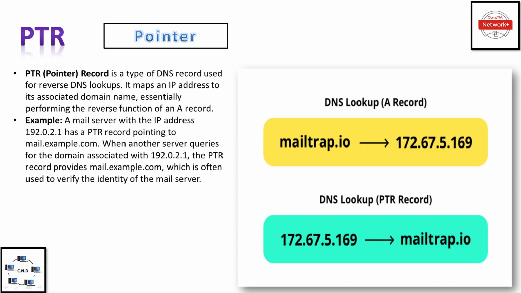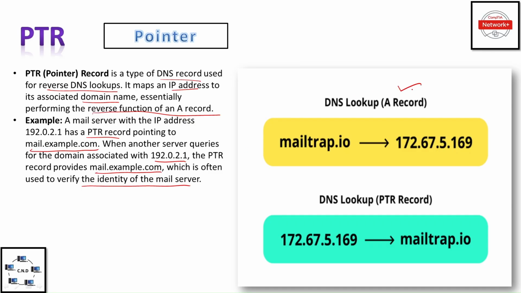PTR, that is pointer. So a pointer record is a type of DNS record used for reverse DNS lookups. It maps an IP address to its associated domain name, essentially performing the reverse function of an A record. For example, a mail server with the IP address 192.0.2.1 has a pointer record pointing to mail.example.com. When another server queries for the domain associated with 192.0.2.1, the pointer record provides mail.example.com, which is often used to verify the identity of the mail server.